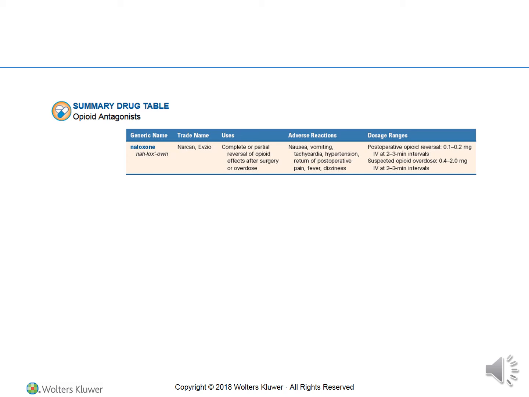There's a couple other drugs that your book references, but didn't make it onto the drug table, but they're there in the last pages of the chapter. And I do want you to be aware of them. We talked about opioids in particular, but as we mentioned in the last chapter, alcohol is also a CNS depressant. So the drug naltrexone, brand names Revia and Vivitrol, is an opioid antagonist that is given for the treatment of alcoholism.